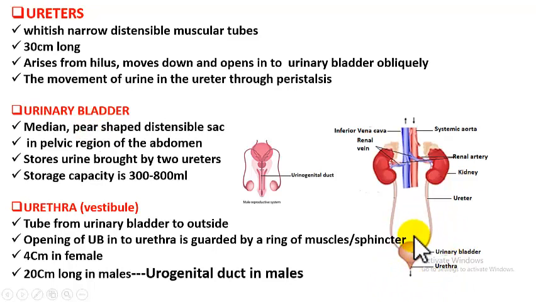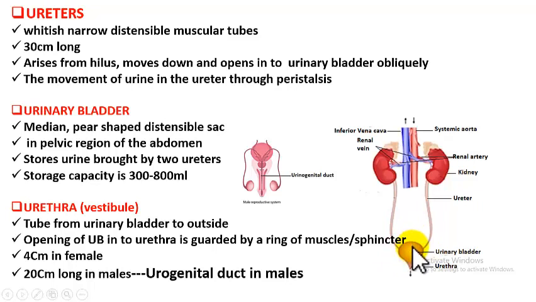It's a pear-shaped distensible sac which is present at the center of this system. So distensible means elastic, stretchable sac, and it is present at the midpoint of this system. Understood, students? Now, where exactly is this present in our body? It is in the pelvic region of the abdomen.